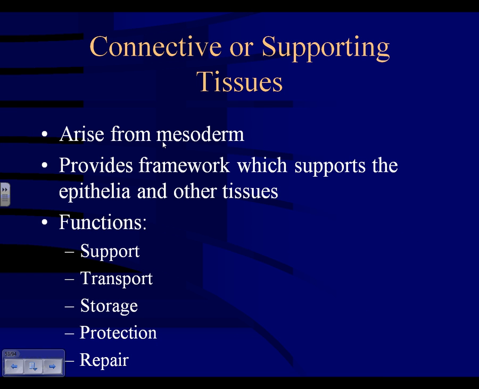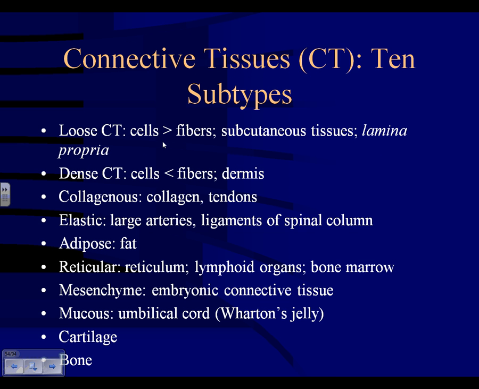All right. Connective or supporting tissues arise from the mesoderm, and it provides a framework which supports the epithelium and the other tissues. What does it do? It provides support, transport, storage, protection, repair, all that good stuff. There are different types of connective tissue, and I'll have some pictures that illustrate this better.